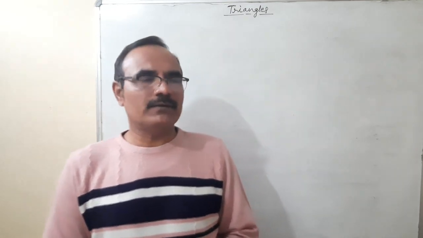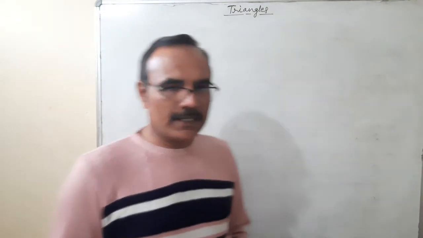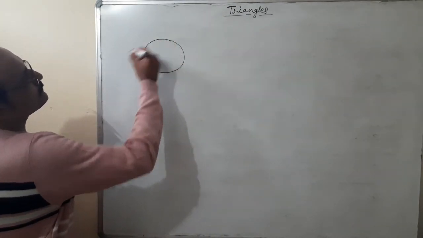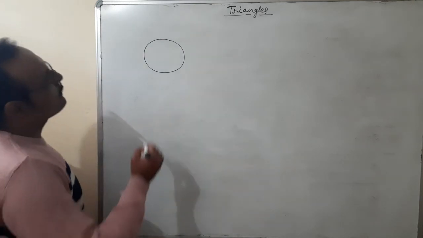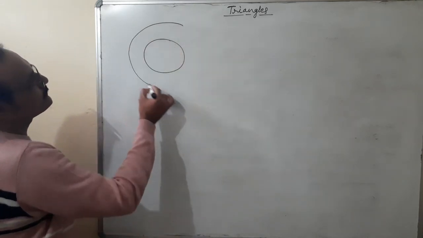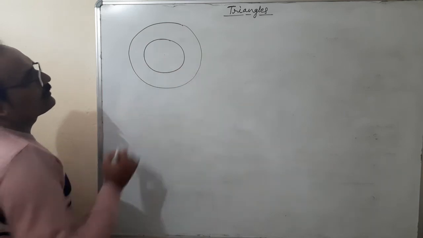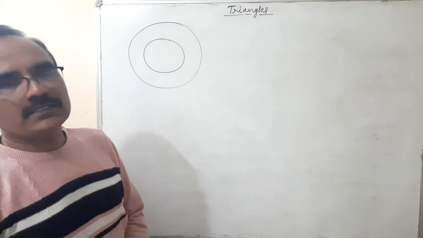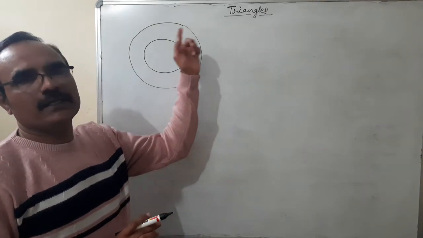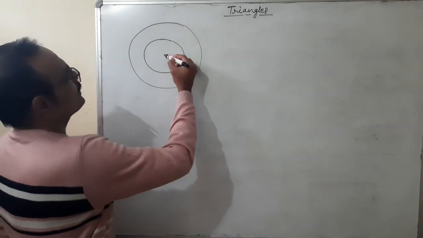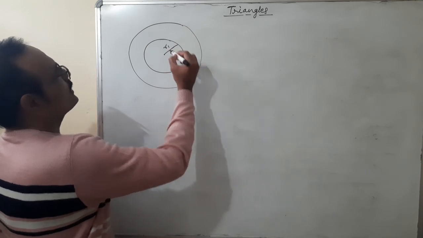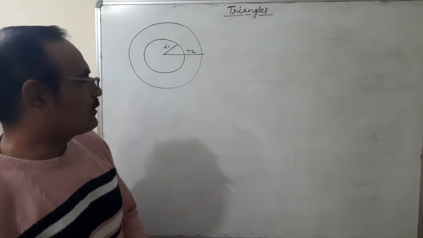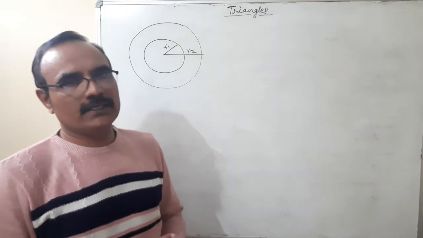Shape wise, what does it mean? For example, if I take one circle, it is a circle, and this is the second circle. Both the circles are equal shape wise, not size wise. The radius of the smaller circle is less than the radius of the bigger circle. So the radii are different, this is R1 suppose, and that is R2.